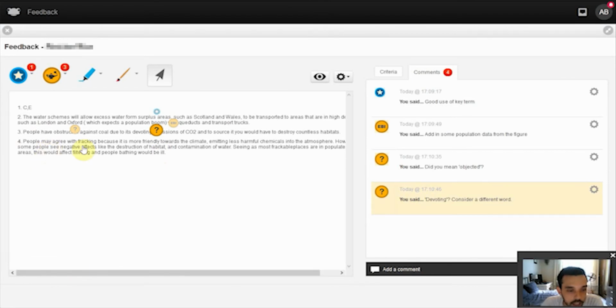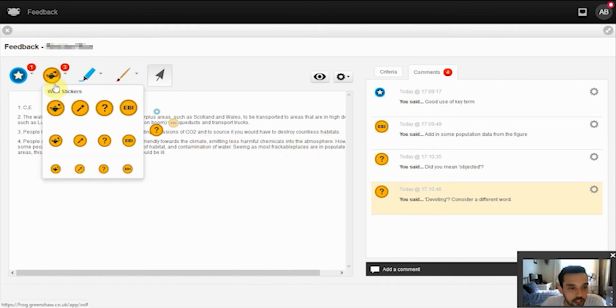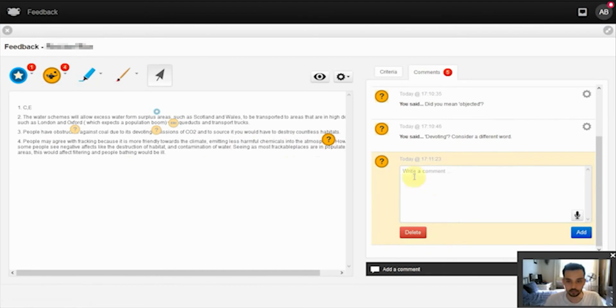So, people may agree with fracking because it is more friendly towards the climate, emitting less harmful chemicals into the atmosphere. Okay, we need to go a little bit further with that. So I'm going to put on here atmosphere. I'm going to write so what, because I want him to lead on to how does this lack of chemical pollution help the atmosphere.